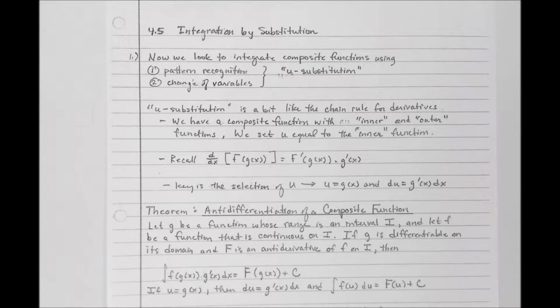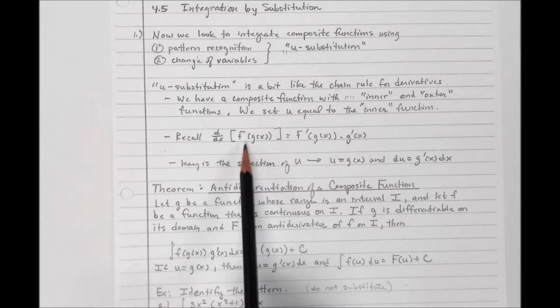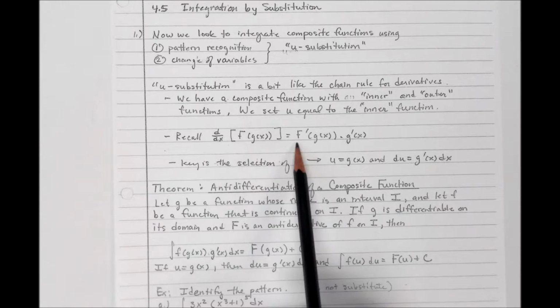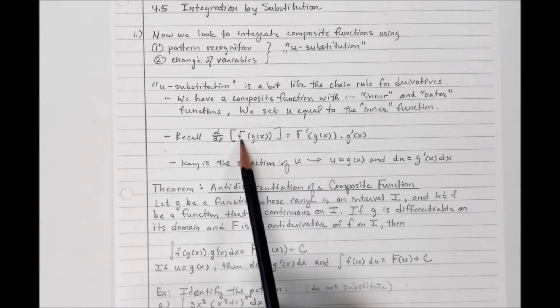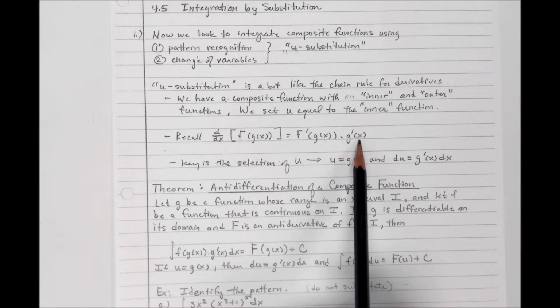We let u represent the inside function of a composite function, the inner, to set up something that's easier for us to integrate. Now it's a little more complicated than that, but do you remember with the chain rule for differentiation, when we took the derivative of capital F of g of x, we got f prime of the outer function with respect to the inner function times the derivative of the inner function. So we have to kind of reverse that.